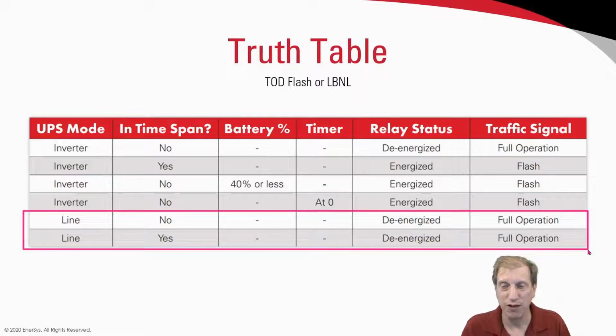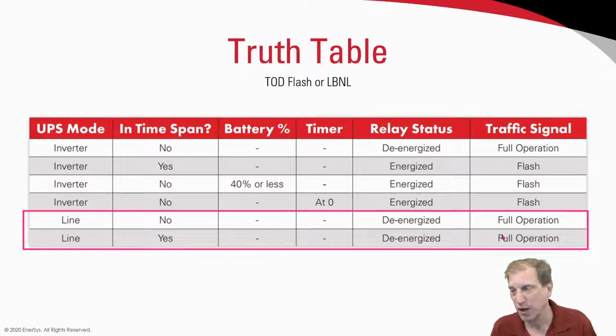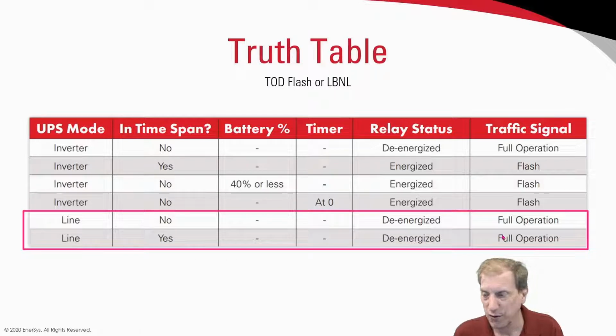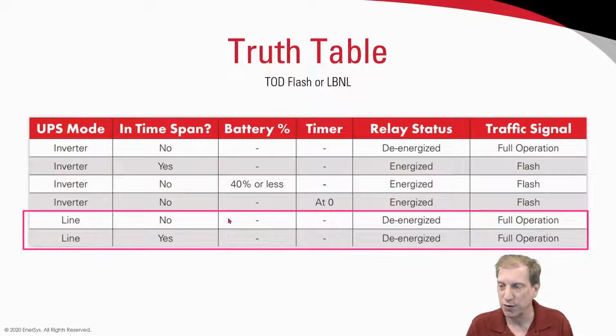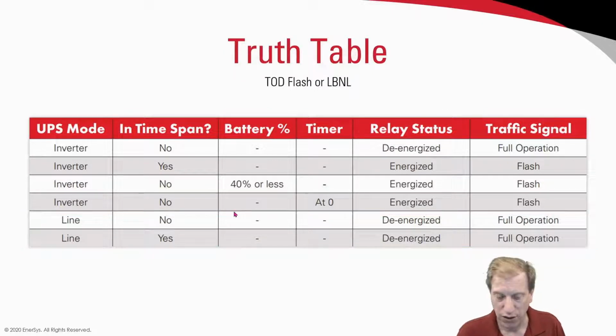So if you happen to be in line mode and you happen to not be in the time span, we're definitely going to be in full ops. But if you happen to be in line mode and you're in the time span, we still want to be in full ops. We're not going to flash then either. So it helps to show the inverse too. I didn't on the previous setup, but this one I thought I'd throw it in. So anyway, work with your truth table. We're looking for those flash conditions.